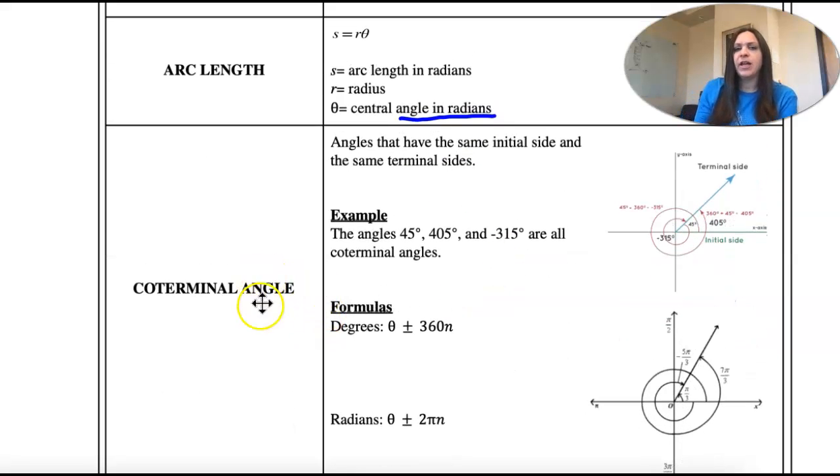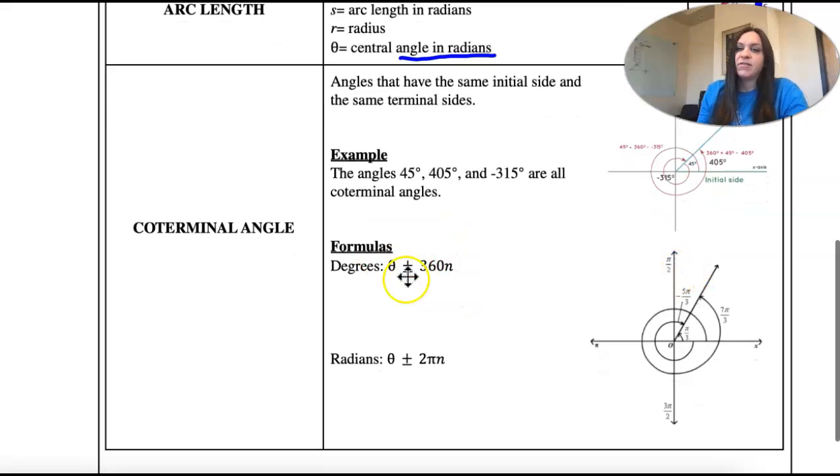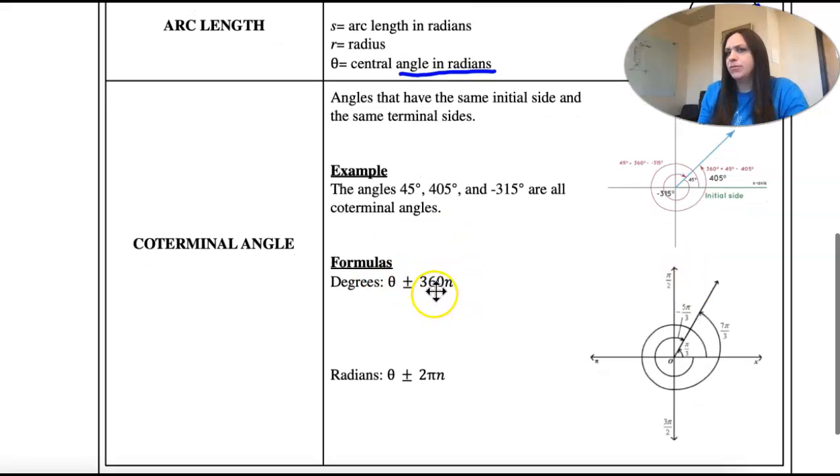And then coterminal angle, we've kind of seen this before in our last section. It's angles that have the same initial side and terminal sides. So if you look at this picture, 45, 405, and negative 315 are all called coterminal because they're all technically the same angle. And we have some formulas, but we know what to do.